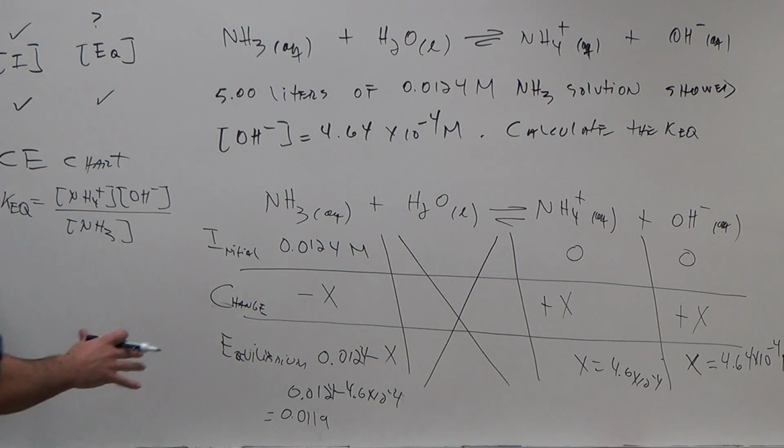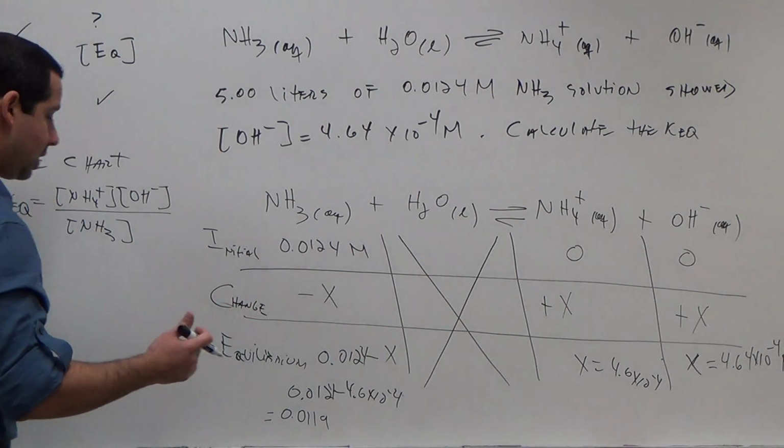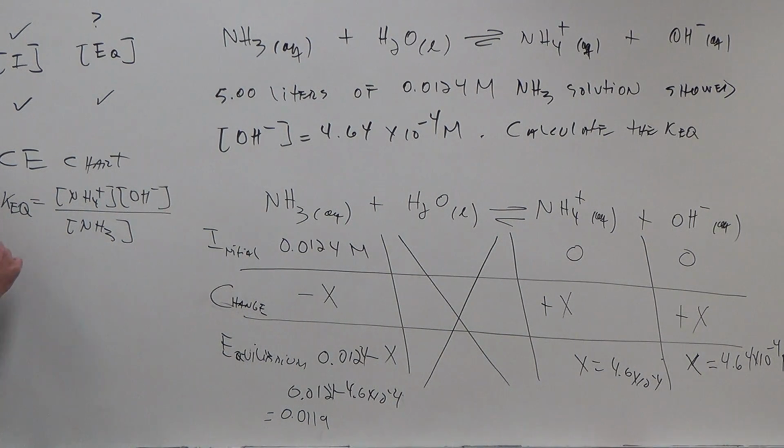So, do I have the numbers now at equilibrium? Yes, I do. So I plug them in here. Equilibrium constant is NH4. What's the concentration of NH4 at equilibrium? 4.64. Okay? It's 10 to the minus 4.